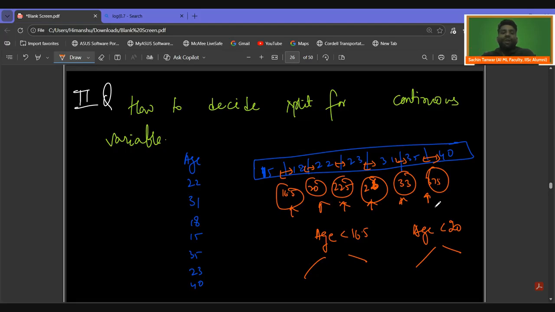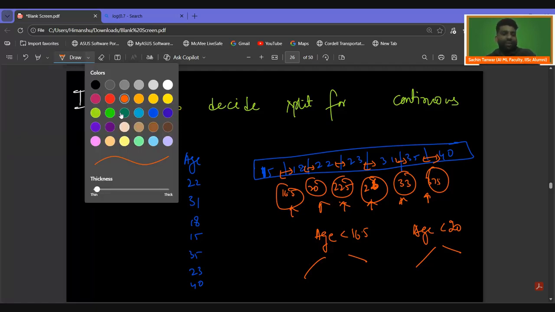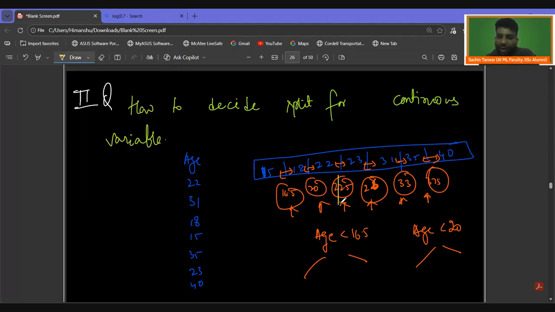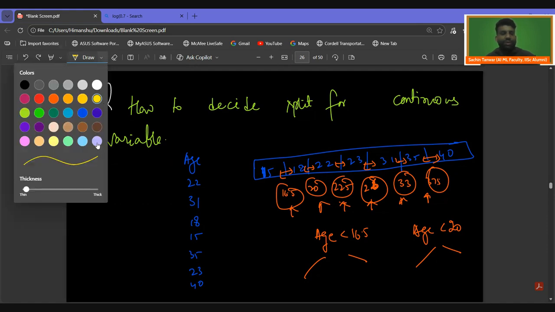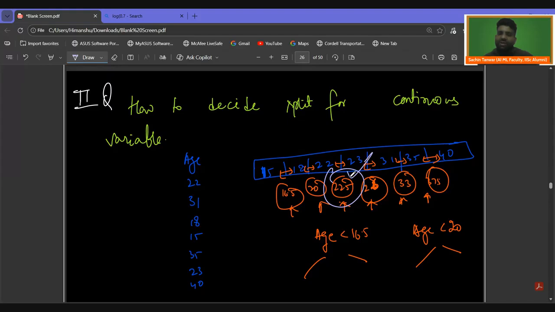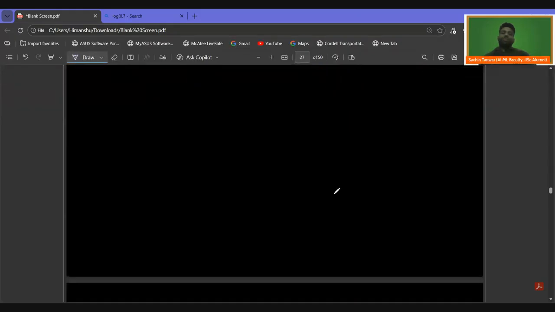Whichever would be giving me least impurity, least entropy, highest information gain, that particular threshold will be picked up. So let's suppose that is coming out to be 22.5. That is coming out to be this particular one. So let's suppose this is the one. Now, I was getting least impurity because of this. Now the situation becomes like this.